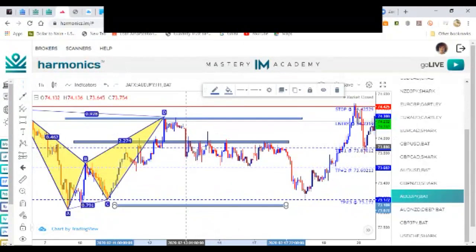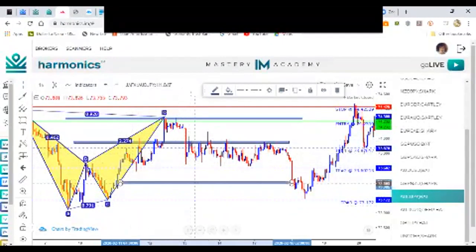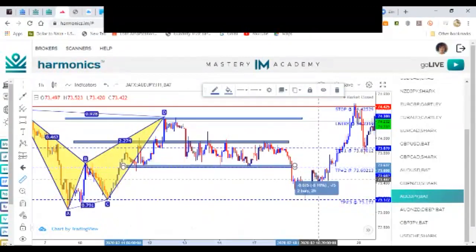Now, as it kept on happening and it kept respecting this past zone here, guess what? I brought a new zone to it. So I said, if it breaks out and comes back to the zone, I will sell. It broke out, and did 102 pips. Is that?